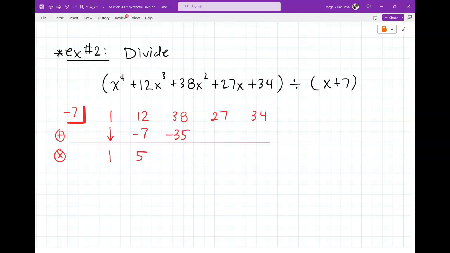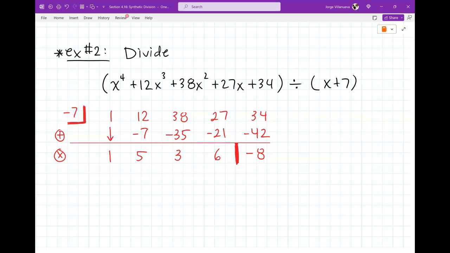-35. Now let's add. 38 plus -35? 3. Now we multiply. 3 times -7? -21. Now we're going to add 27 plus -21? 6. And 6 times -7? -42. And 34 plus -42? -8. And remember, the last number, I'm going to put like a little force field here so that we don't include it in our answer. That's our remainder. So there you go.